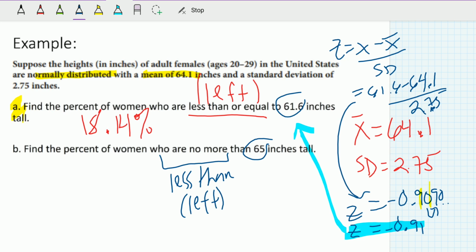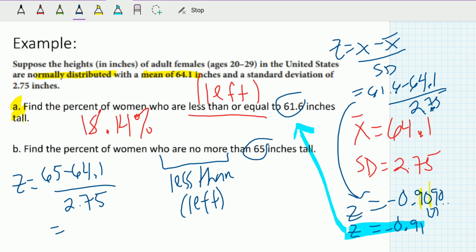So it's 65 inches tall. So basically, I need to do this process all over again. Find the z-score, look at the table and stuff like that. Okay, so I'm gonna go ahead and do that. So for the z-score, the raw score first would be 65 minus the mean over standard deviation, and then that is completely calculator now. So let me grab my calculator.